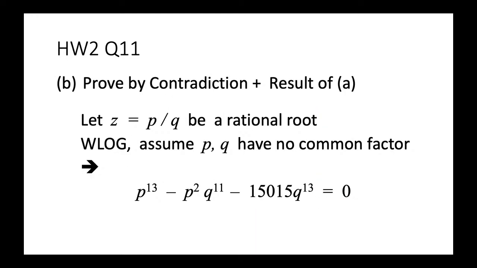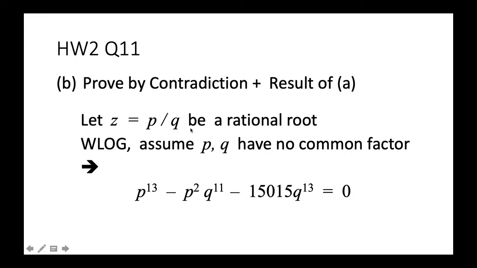So we are going to show this by using proof by contradiction, and then we are going to make use of the idea or the result of part A. Okay. So here we start by using proof by contradiction. So we assume that there is a rational root for this equation. So if there is a rational root, we let Z be equal to P divided by Q, a rational root.